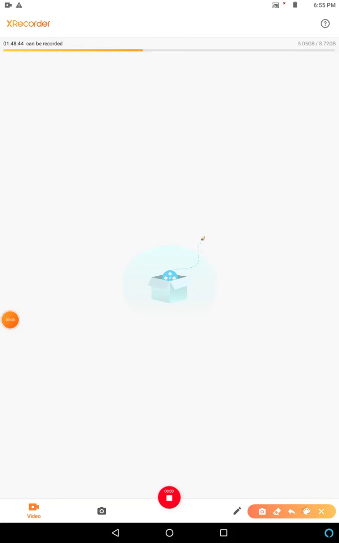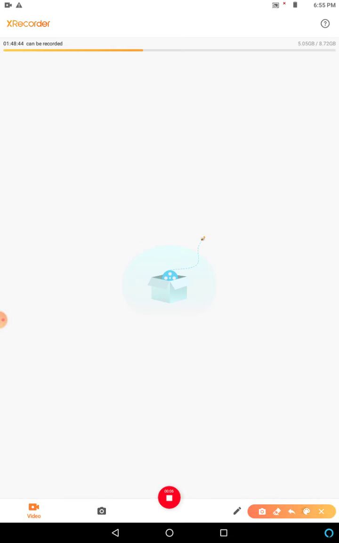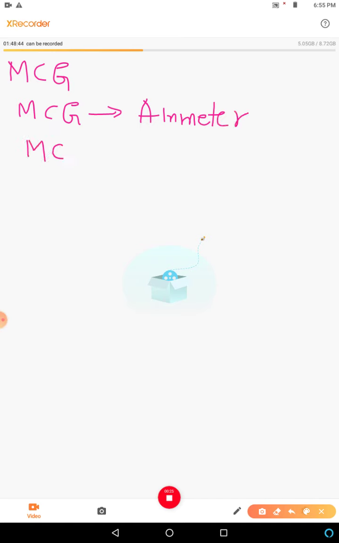So dear students, in the last two videos we talked of the moving coil galvanometer, MCG. Very important topic. Then we talked of how to convert a moving coil galvanometer into an ammeter. It is also a very important topic. Then we also studied how to convert a moving coil galvanometer into a voltmeter.